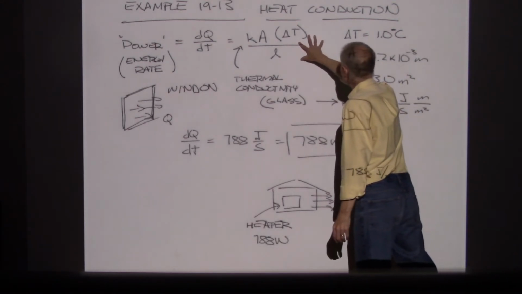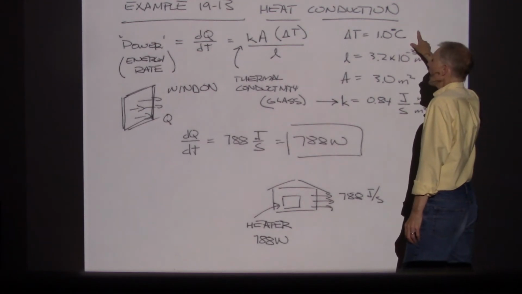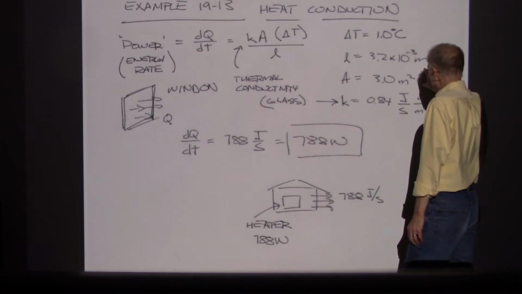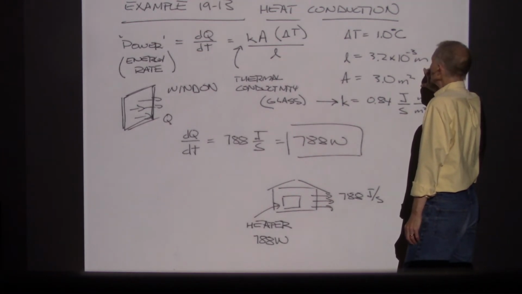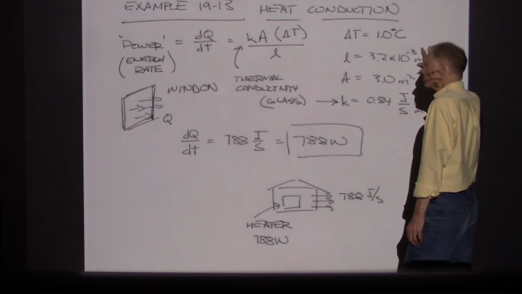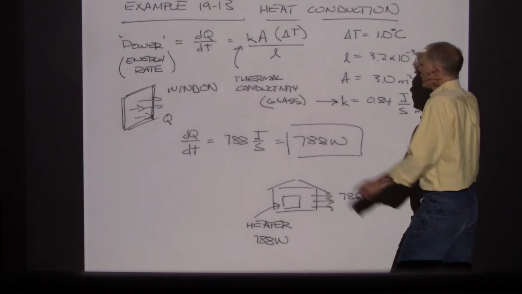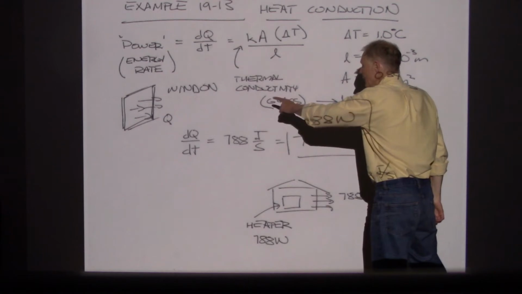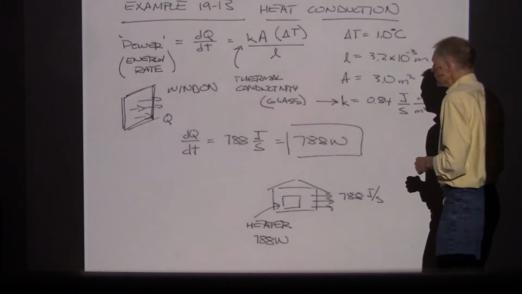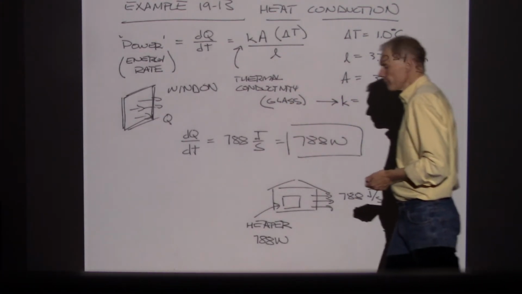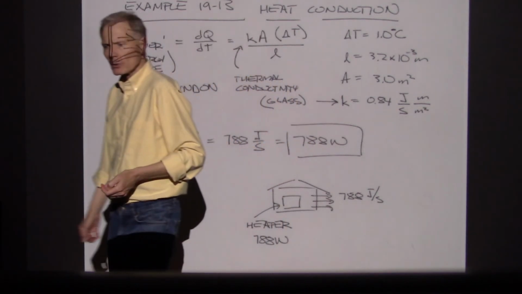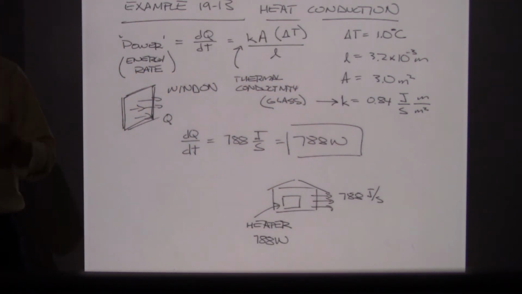The temperature difference is just 1 Celsius, and the cross-sectional area is big, that's 3 square meters, and then the thickness was 3.2 millimeters. I put that in meters. I plugged everything into the formula, and look, what it's telling me is I am losing 788 watts, or I'm losing 788 joules every second.